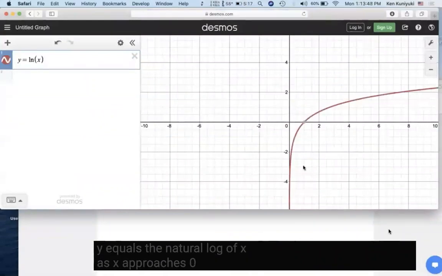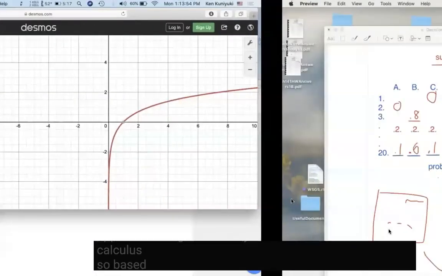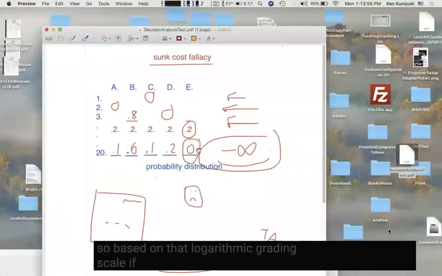As x approaches 0 from the right, you see what happens? The y coordinate, the function value, approaches negative infinity. That's calculus. So based on that logarithmic grading scale, if you put a 0 on the correct answer, then you got negative infinity as your raw score.